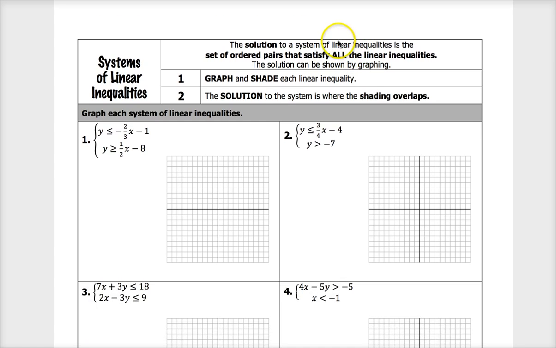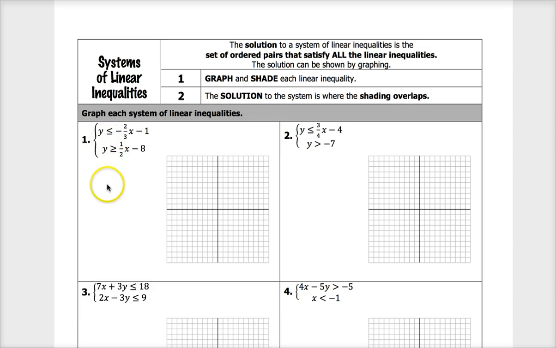So this is a basic two-step process. It works just like graphing systems of equations and regular linear inequalities. We're just putting those two things together. The first step is to graph and shade each linear inequality by itself, and then the second step is to figure out where the shading overlaps. That is our solution region. Okay, so let's jump into number one and just review how this works.